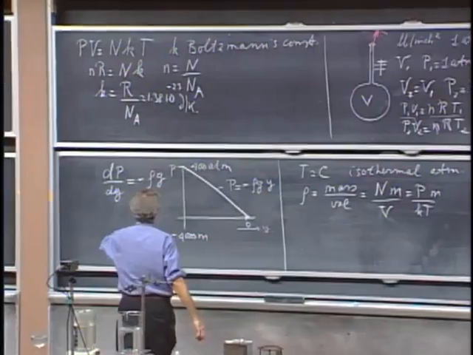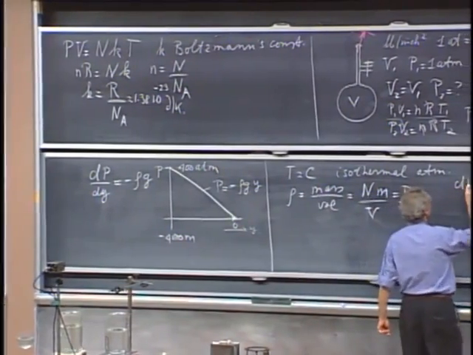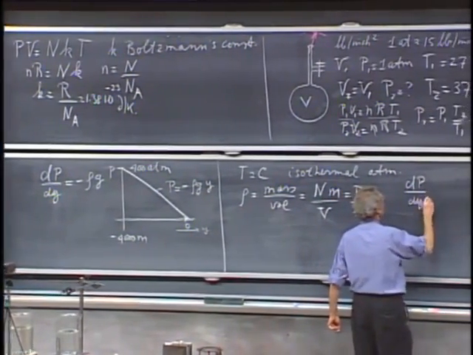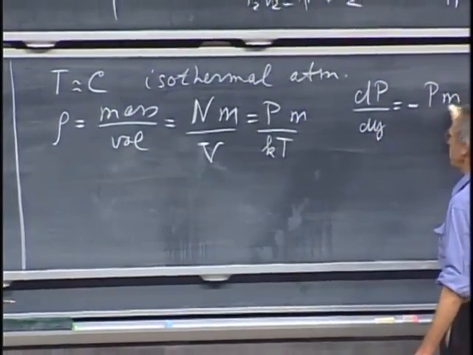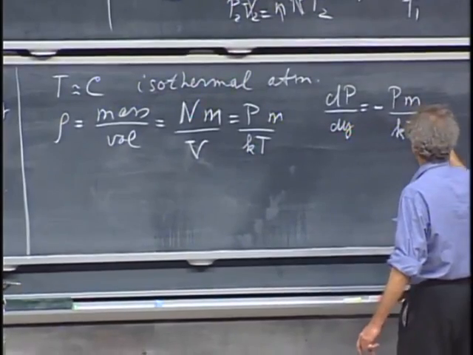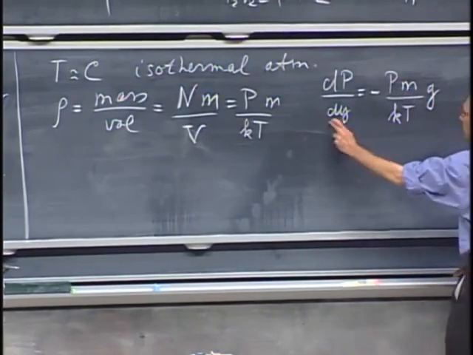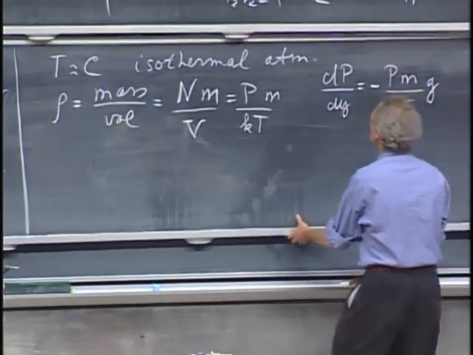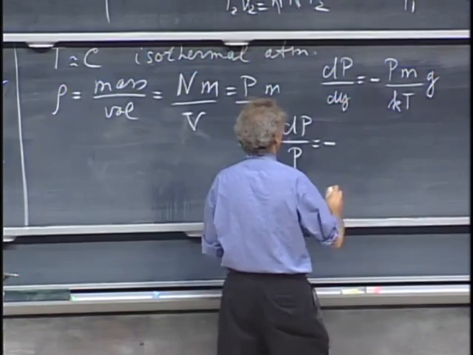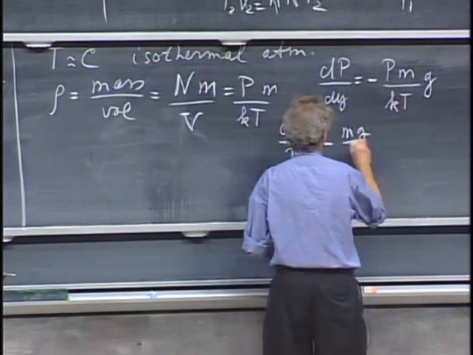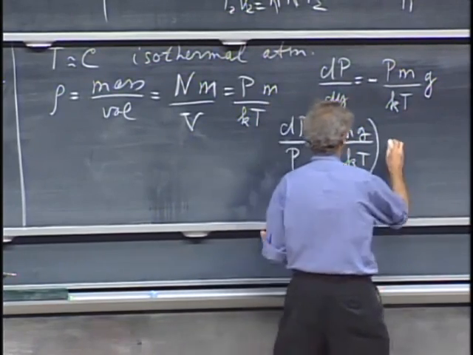So now I take this equation, and I say, aha, dP/dy equals minus Pm divided by kT times g. I bring the P under here, and I bring the dy there. So we get dP divided by P equals minus mg divided by kT, which is some kind of a constant, times dy.